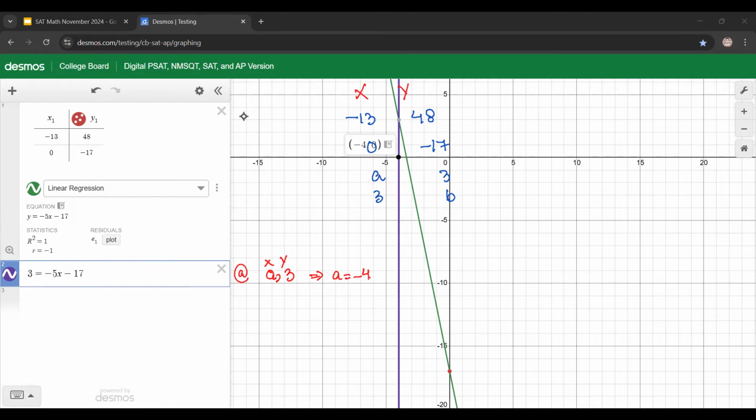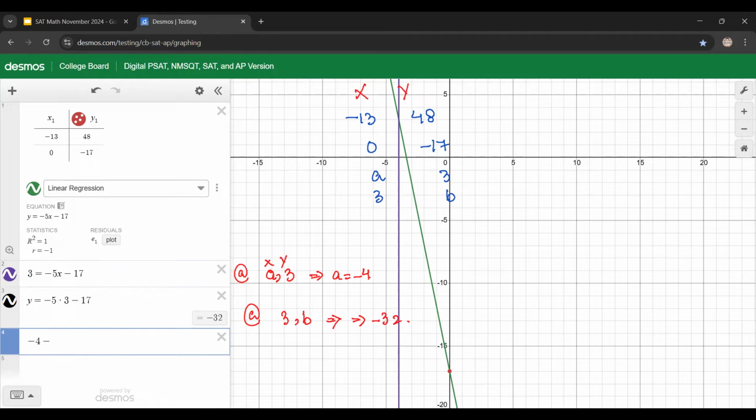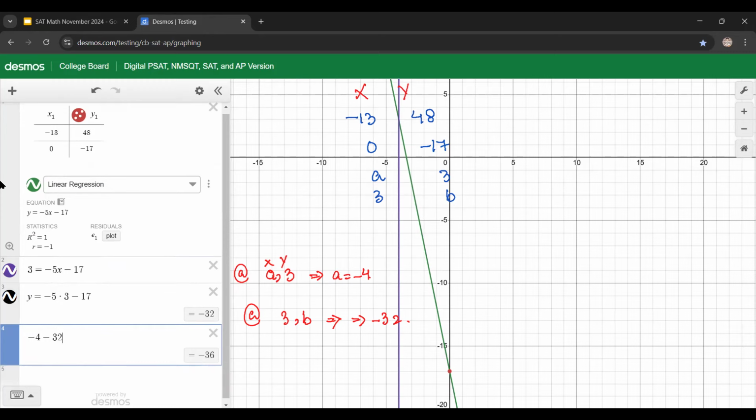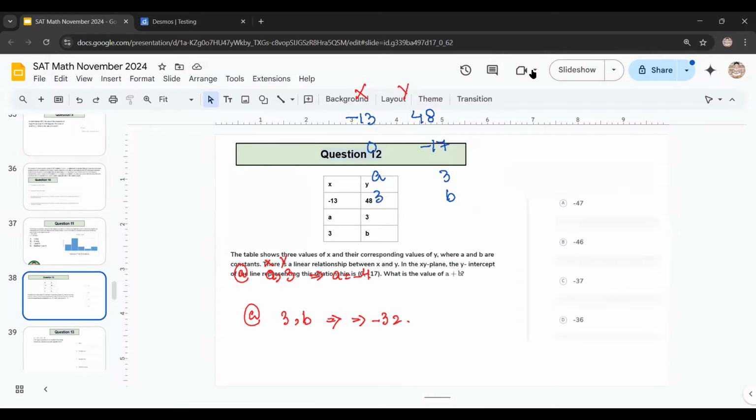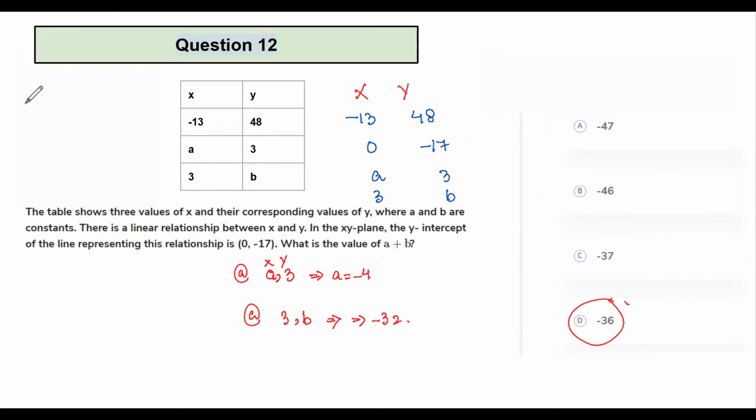Now I need my value of b. So what I'm going to do is 3 comma b. Okay, at 3 comma b, I'll take the same equation again. 3 is the value of x, so I'll write times 3, and b is -32. B is -32. Now we need a plus b, so we need -4 plus -32. -36 is your answer. So that is our option D. This is our answer. Okay, done.